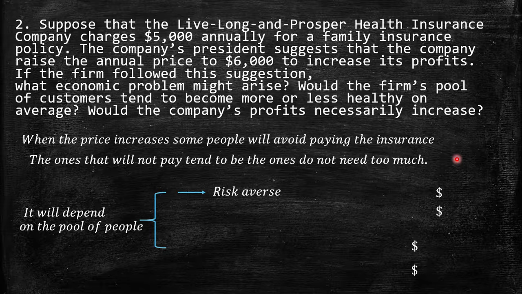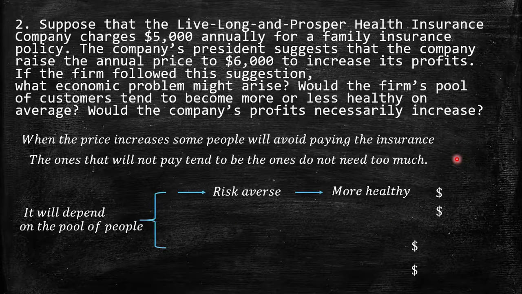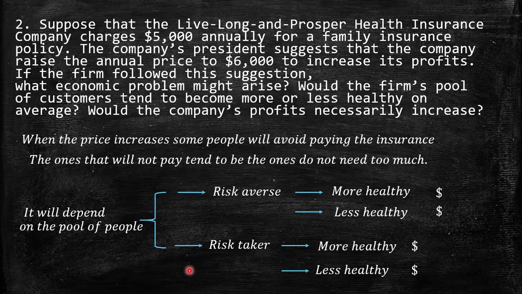Now we need to review inside that group: who are they? Are they healthy or not? Then, whether we have more healthy or less healthy people inside that group. The other group should be the risk takers. A risk taker is a person that prefers, as the name says, to take risks, right? So if you are healthy enough, you say, okay, I'm going to take it, maybe. So it should be the case that some are more healthy and some are less healthy.